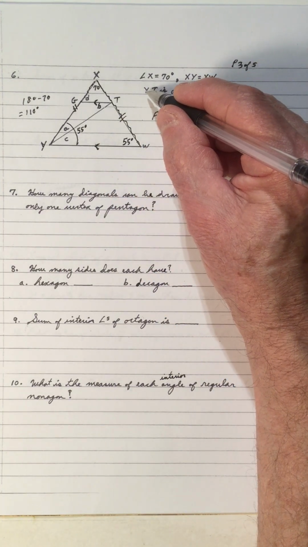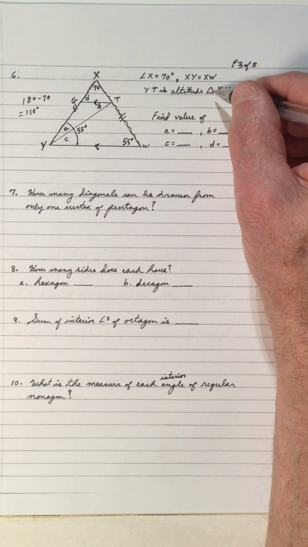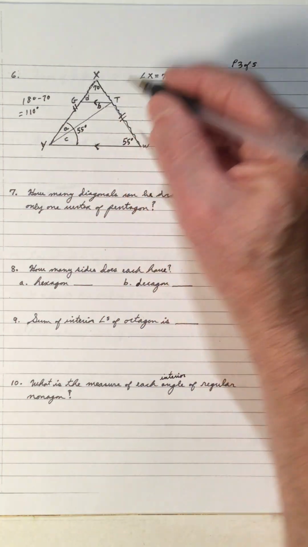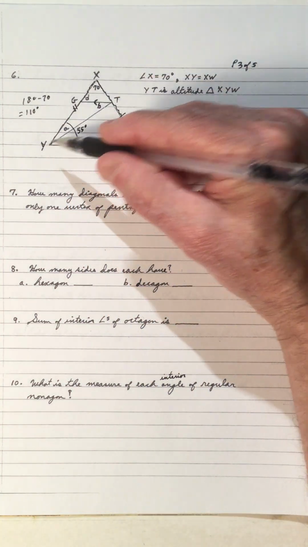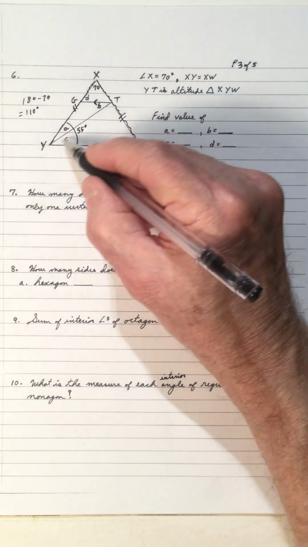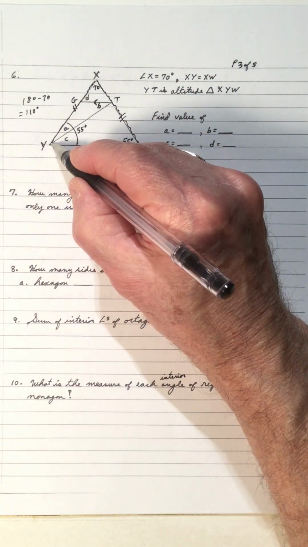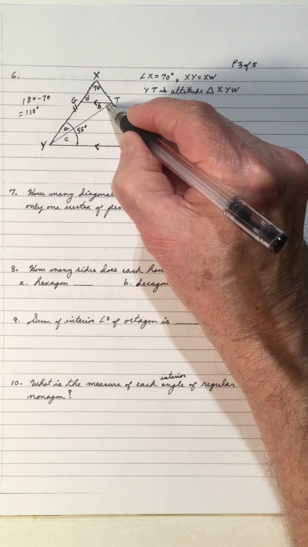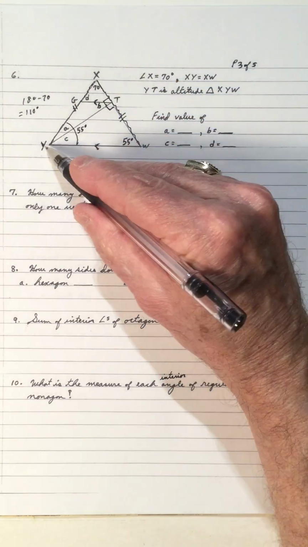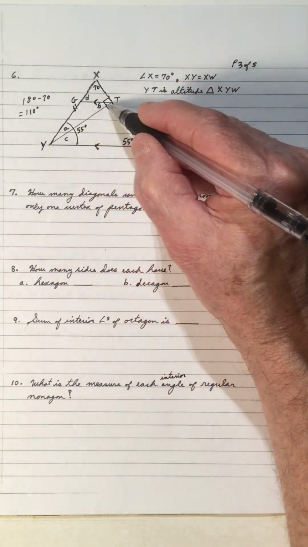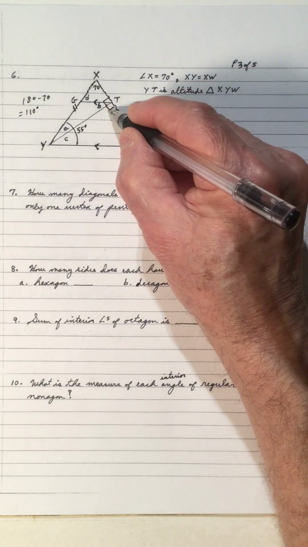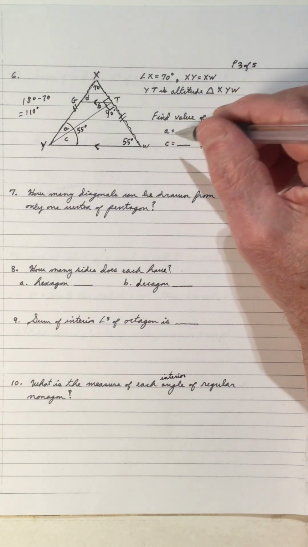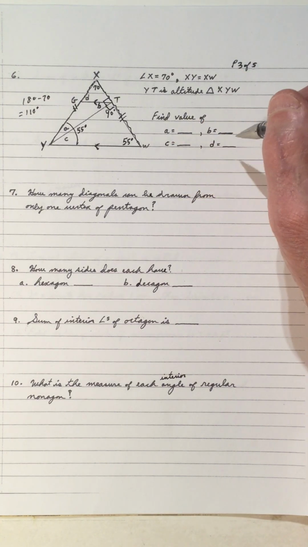It says that YT is an altitude. YT is this segment here, an altitude of XYW. So an altitude leaves a vertex and goes perpendicular to the opposite side. So that's a right angle right there, and that's a right angle there. So YTW and YTX are 90-degree angles. And it says find the values of a, b, c, and d.